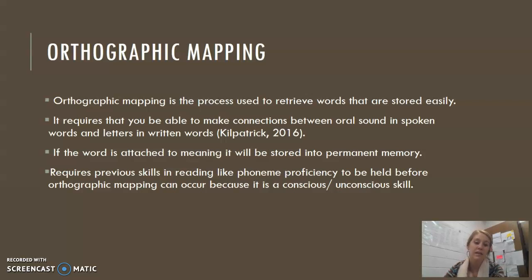Orthographic mapping is the process used to retrieve words that are stored. This requires you to be able to make connections between oral sounds and spoken words, and letters in written words, according to the Kilpatrick article. If a word has specific meaning to you, or you're able to attach some type of meaning to it, it will be put into permanent memory, which will make retrieval easier. Orthographic mapping does require previous skills to be fluent and sufficient at this. It includes needing to be phoneme proficient before orthographic mapping can occur, because this is a conscious and unconscious skill.